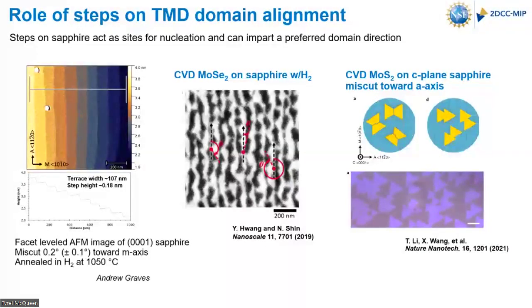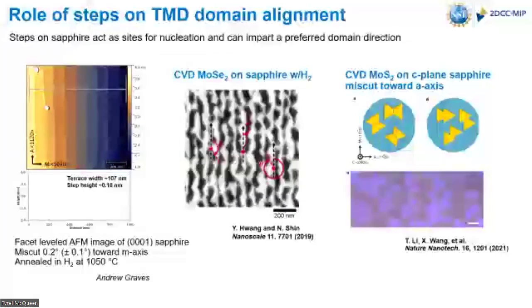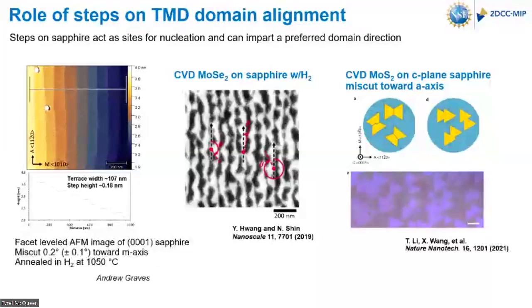And as a result, you have these steps, right? You have steps and terraces on the sapphire substrate. This is an AFM image of what the sapphire surface looks like. And we know from prior work that the steps on the sapphire can serve as preferential sites for nucleation, right?